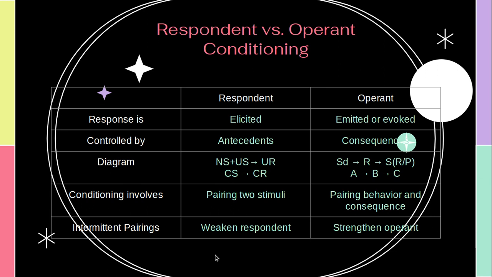And then with intermittent pairings, meaning that there is not a continuous pairing, in respondent conditioning it will actually weaken the response. On the other hand, in operant conditioning, it will strengthen it. I went over a little bit on intermittent reinforcement schedules in my other video, so if you wanted to get some help on that, you could definitely check that out, but that is in regards to operant conditioning.